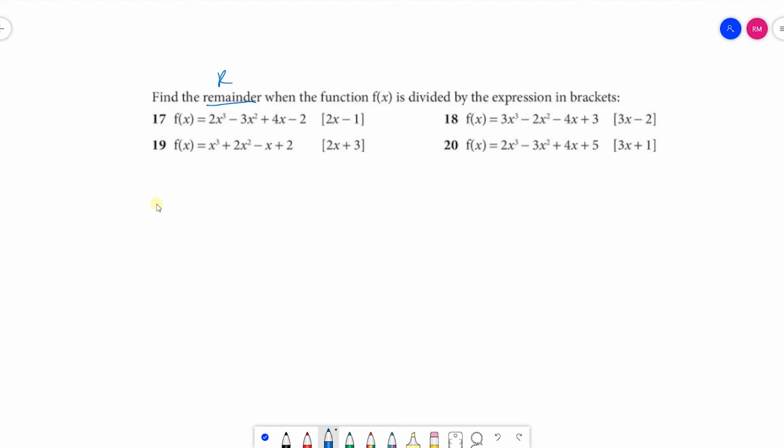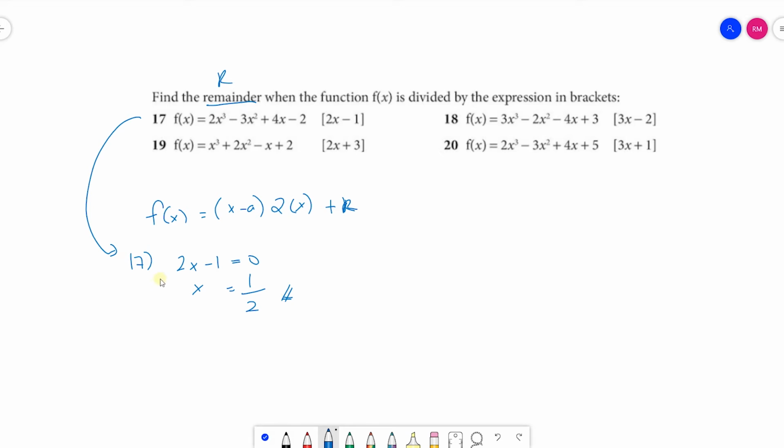So from the remainder theorem, maybe I'll write this formula back, which is x minus a times q(x) plus r, correct? So we need to find this a right now. So let's look at example 17. Example 17, x minus a is 2x minus 1, correct? So this 2x minus 1, we need to make it equal to 0, so that we can make x the subject and find the value of x. So x is equal to 1, moving to the right, 2 we can divide, so it will become 1 over 2.